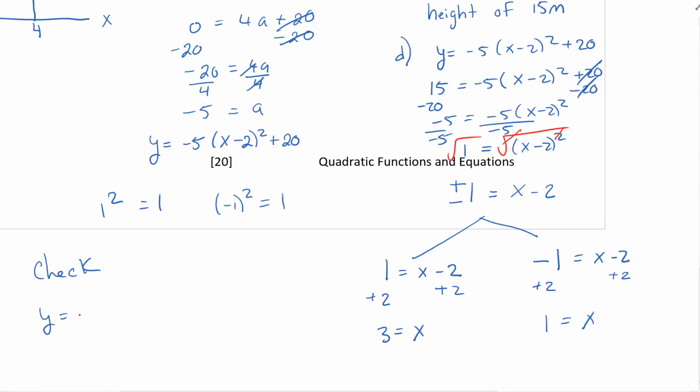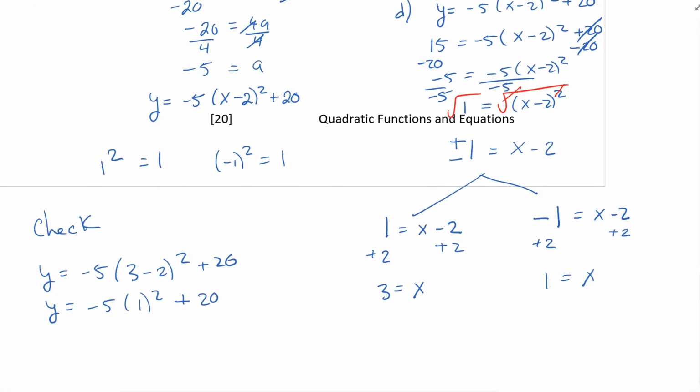So y is equal to -5(3 - 2)² + 20. So 3 minus 2 is 1 squared, and that's where it is. Because when we put in the 1 there, positive 1 minus 2 gave you -1 squared. Well, -1 squared or +1 squared gives you the same answer. When you plug that in, -5 plus 20, hey, there it is.